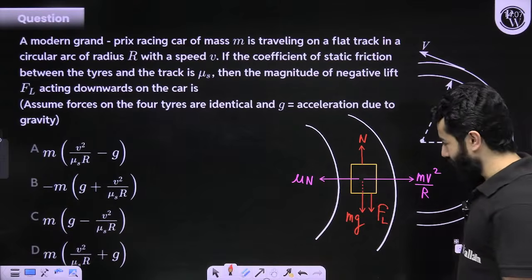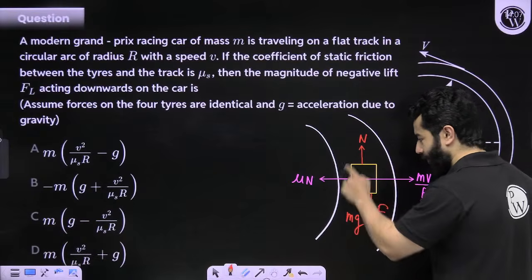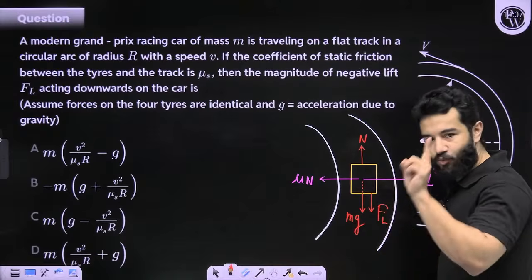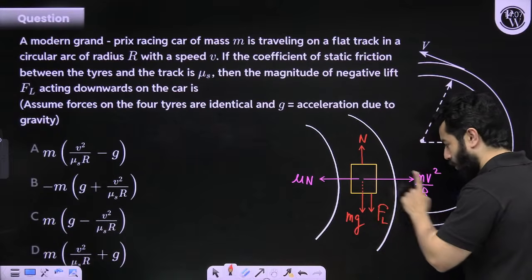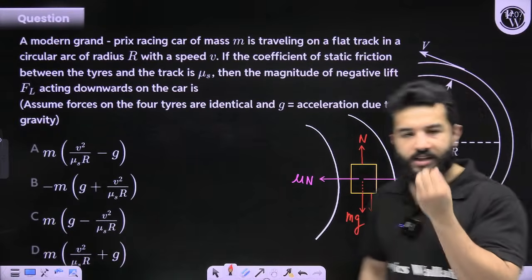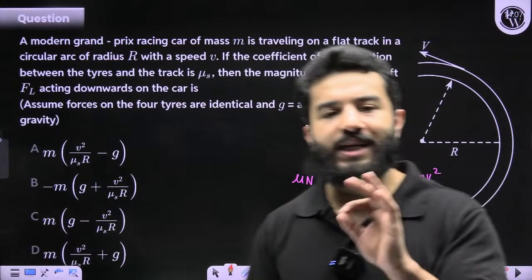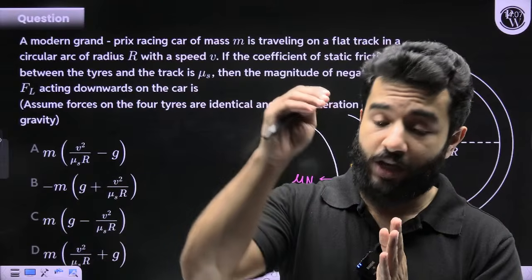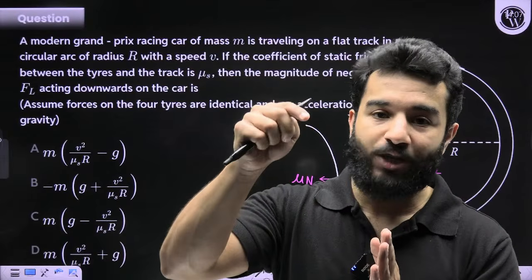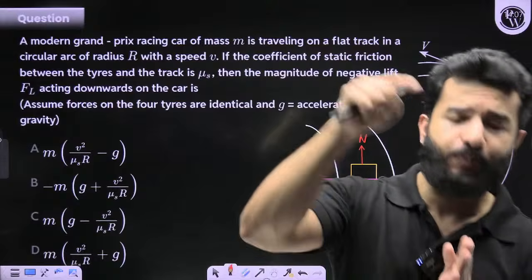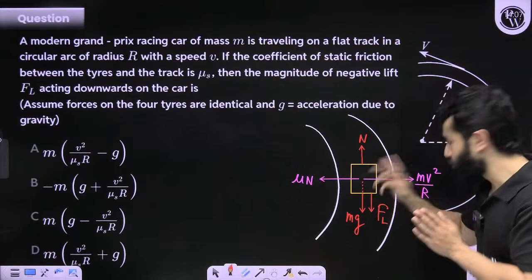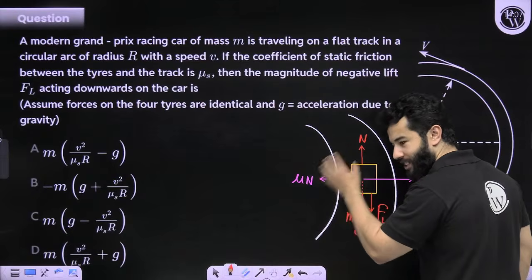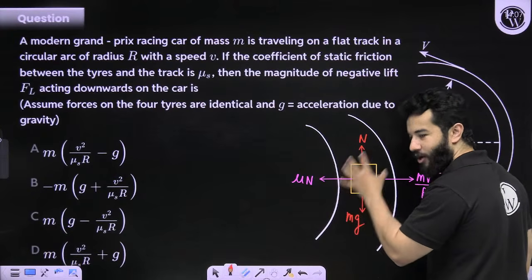Now let me explain this question to you. First of all, this free body diagram is drawn with respect to the body. That is why we are talking about centrifugal force. Centrifugal force is basically a fictitious force. We draw centrifugal force whenever we are drawing a free body diagram with respect to the body, right? And this is friction force, which is actually keeping the car on track.